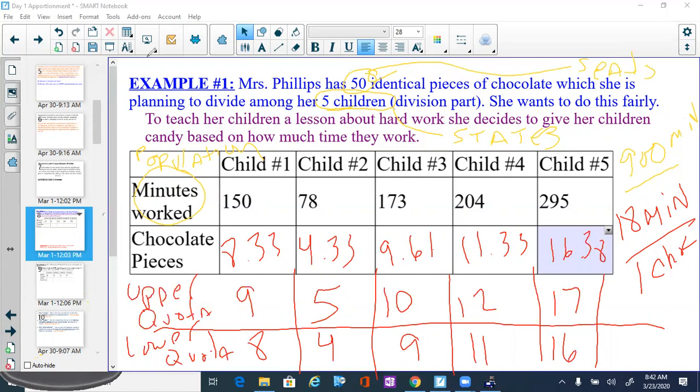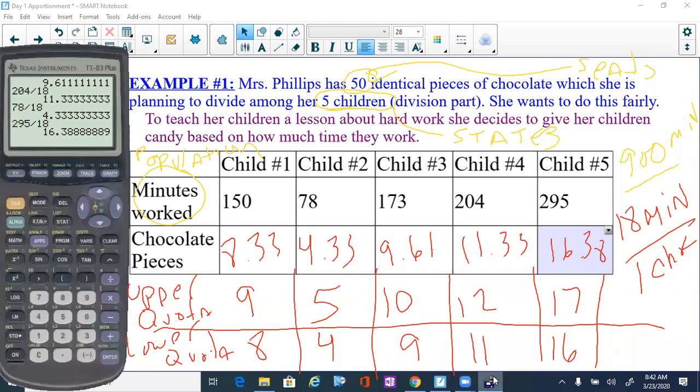But then we get into some issues. We may see those issues on this problem. I'm just going to add up all the pieces. So for the upper quota, we get 9 plus 5 plus 10 plus 12 plus 17. That is 53 pieces of candy we have to hand out. That's a problem. We don't have 53 pieces of candy.